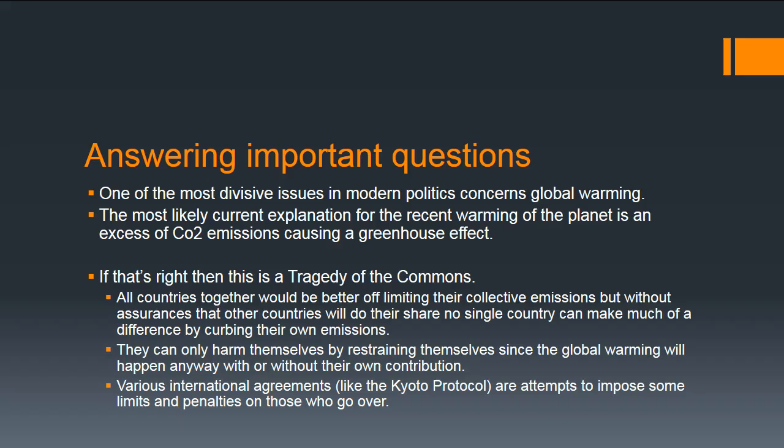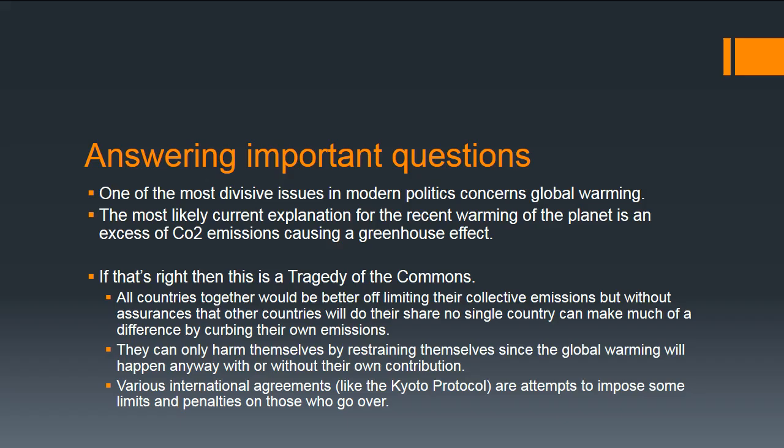Now, one of the most divisive issues in modern politics concerns global warming. The most likely current explanation for the recent warming of the planet is an excess of carbon dioxide emissions causing a greenhouse effect and the gradual increases in surface temperatures on the planet. If that's right, then this is a tragedy of the commons. All countries together would be better off if they limited their collective emissions, just like all the shepherds would be better off if they limited the number of sheep that they grazed overall on the pasture so that the pasture could replenish itself and grass could grow the next year.